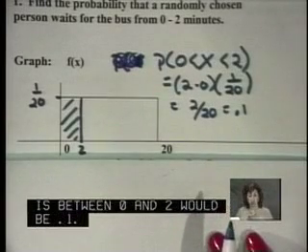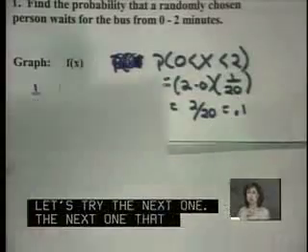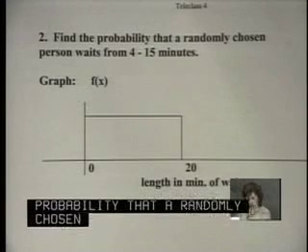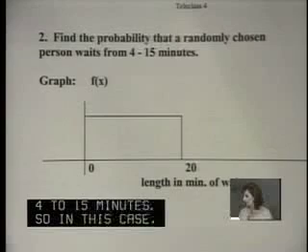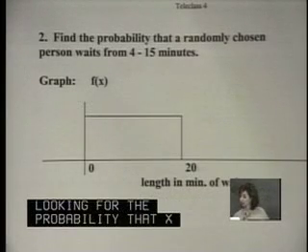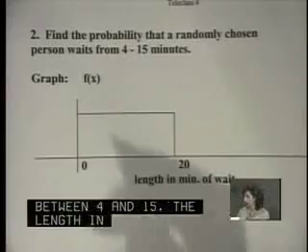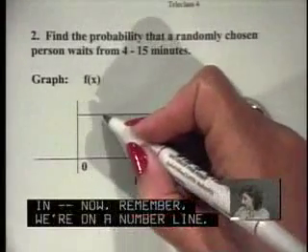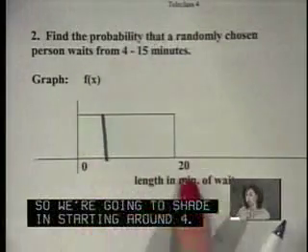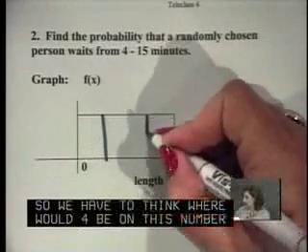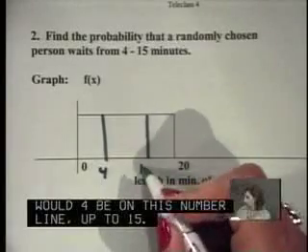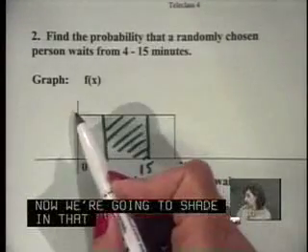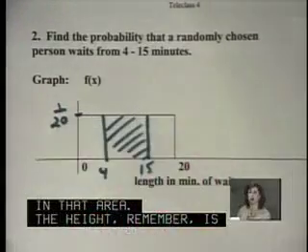Let's try the next one. The next one that you have in the book is the probability that a randomly chosen person waits from 4 to 15 minutes. So in this case, we're looking for the probability that x is between 4 and 15. The length in minutes of the wait is what we have here. So we're going to shade in. Now remember, we're on a number line. And so we're going to shade in starting around 4. So we have to think, where would 4 be on this number line? Up to 15. Here's 4. Here's 15. And we're going to shade in that area. The height, remember, is 1/20. So we'll mark that off to complete our graph.